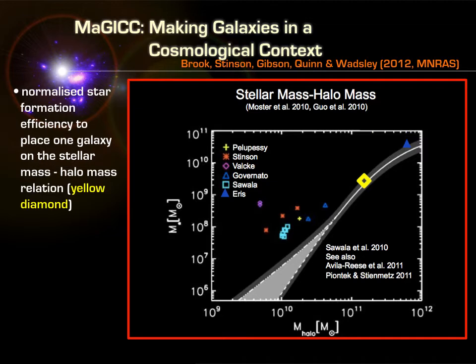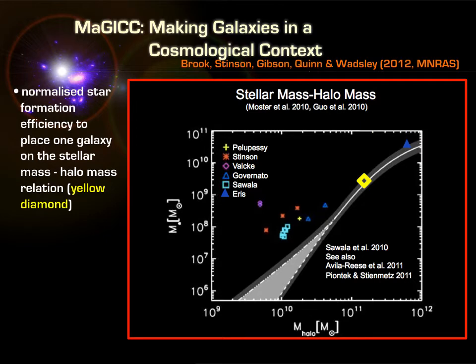So all the simulations up to 2010, like I've just been talking about a few minutes ago, all had the wrong baryon fraction. And so what we did was we took one of our simulations, just one of them, and worked out what is the star formation efficiency that we need to place one galaxy, which is that yellow diamond, on the observed relationship, the stellar mass halo mass relation.